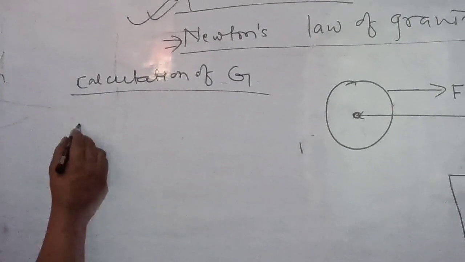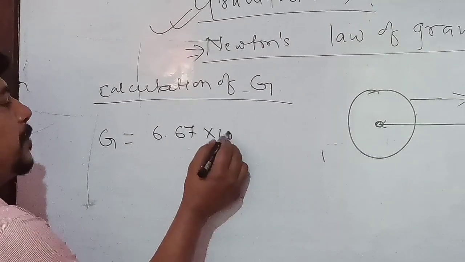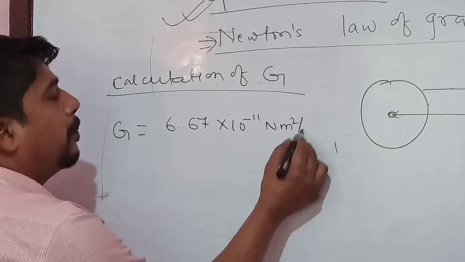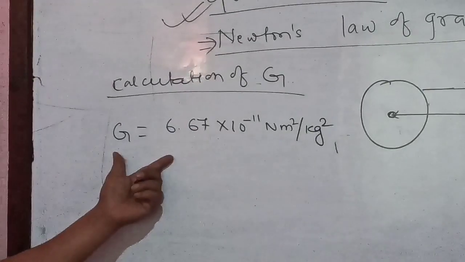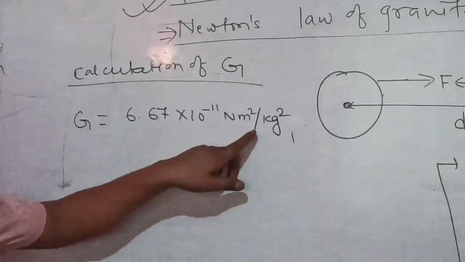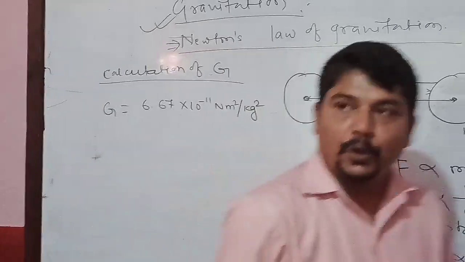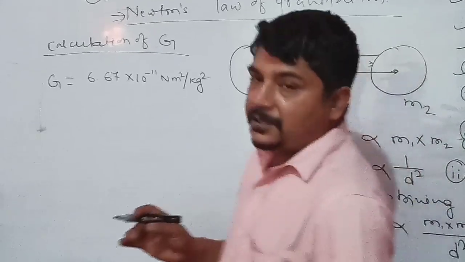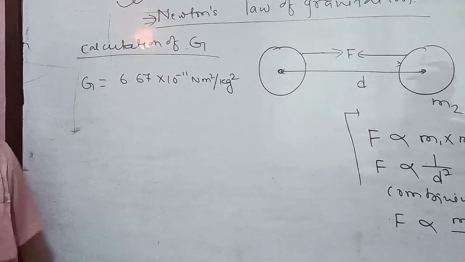The data of G is G equals 6.67 into 10 to the power minus 11 Newton meter square per kg square. The value of G that scientists found is 6.67 into 10 to the power minus 11 Newton meter square per kg square. This is a constant, so we can always write this value of G while solving any numericals. If we are solving numericals, we can put this value directly.